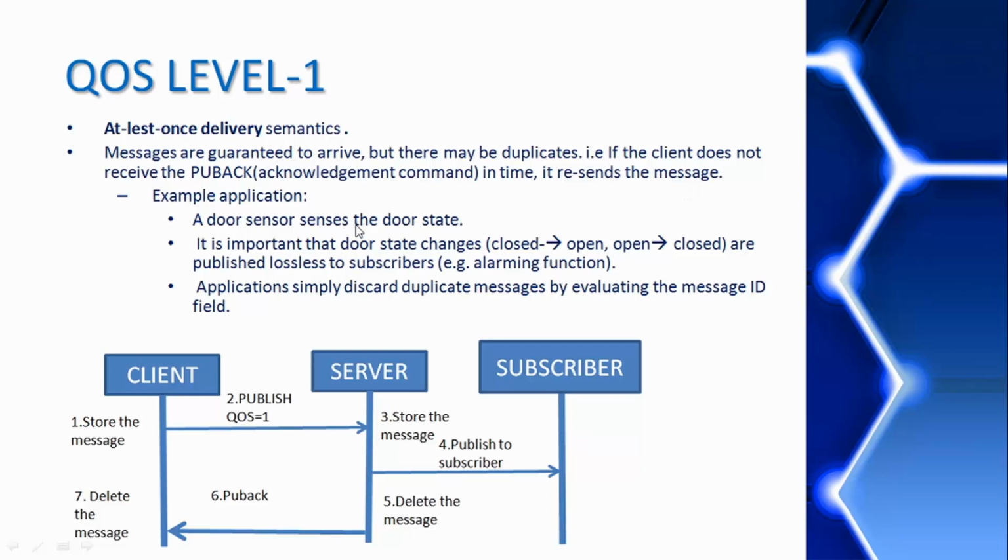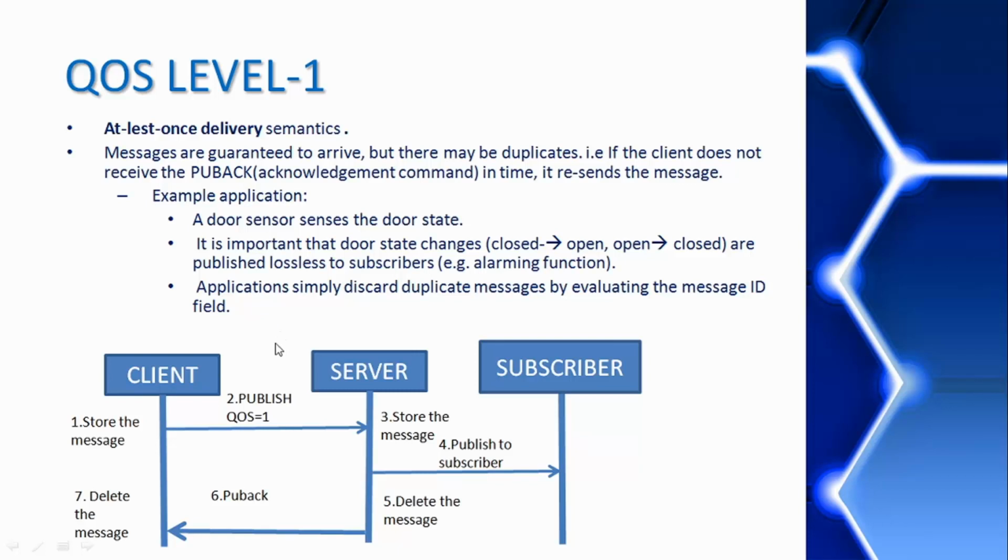The application example of QoS level 1 is a door sensor sensing the door state. It is important that door state changes, like closed to open or open to closed, are published losslessly to the subscriber. Applications simply discard duplicate messages by evaluating the message ID field.